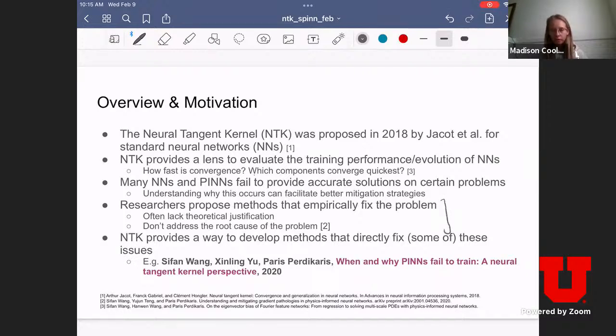The current method of coming up with these strategies, as you've probably read in a lot of papers, is that researchers find a problem, and then they come up with a method that fixes the problem, but that method is often not really justified by any sort of theory. So the goal with NTK is to give some type of theoretical justification for some of these mitigation strategies. In this work, I'm mainly going to be talking about this paper, When and Why PINNs Fail to Train: A Neural Tangent Kernel Perspective. The preprint was posted in 2020, and this year it was finally accepted to the Journal of Computational Physics. So if I say in this work or in this paper, I'm referring to this specific paper, if that is unclear.